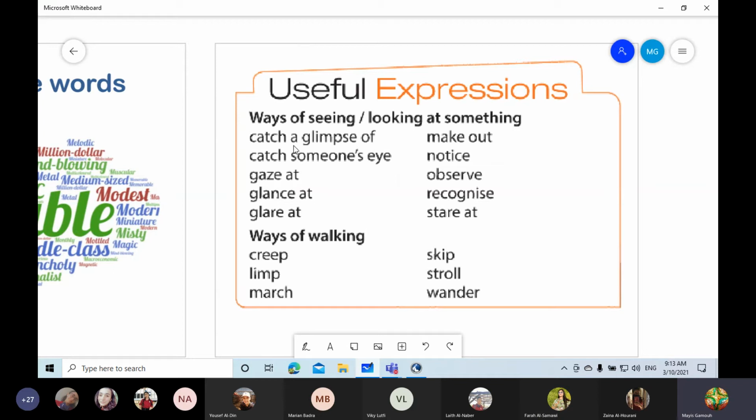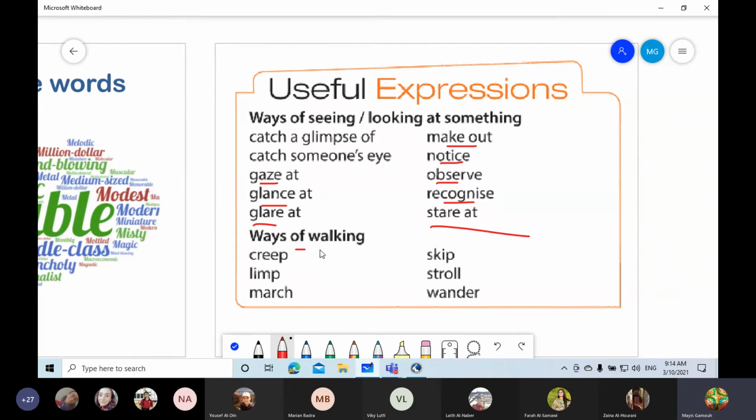Catch a glimpse of means to steal a look, so it is related to the word seeing or looking at. What about catch someone's eyes? It means to draw attention. Gaze at, glance at, glare at, stare at all have the same meaning: you look at something in a sharp way, to stare. Observe means to watch. Recognize means to identify by seeing or looking at something. Make out means to notice.